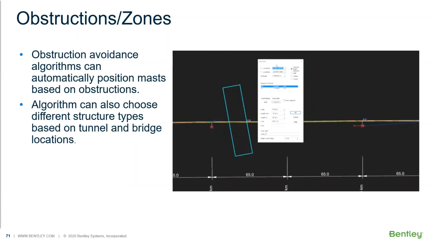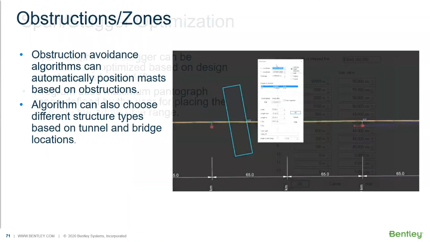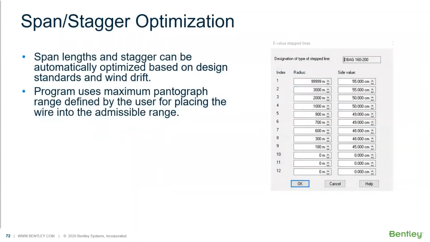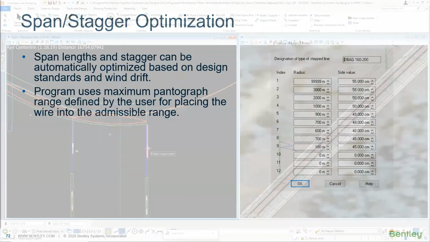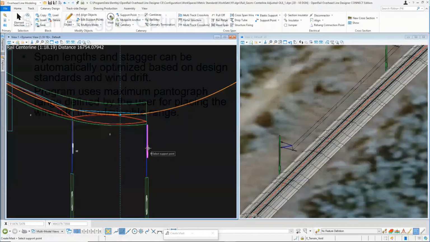the design area, all the masts will adjust accordingly to avoid all these obstructions. And then this software also helps you to optimize your design by growing the span of the catenary from mast to the maximum, as you can see in the next demo here.